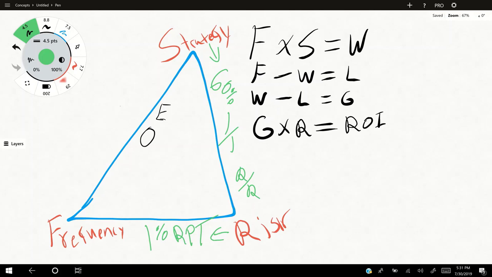We're moving on now to frequency. What do you think frequency means? It means the amount of trades you're going to take per month. In this entire equation, we're doing this on a per month basis. So frequency is the amount of trades you make per month.